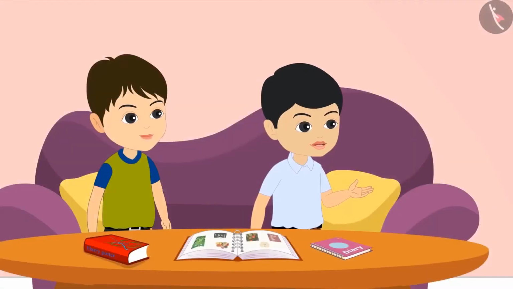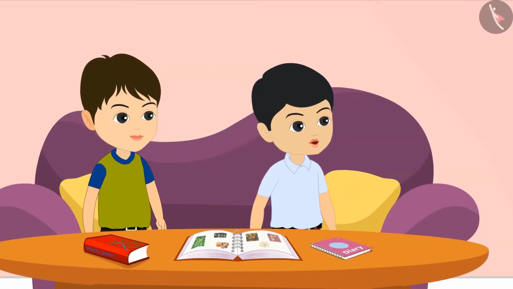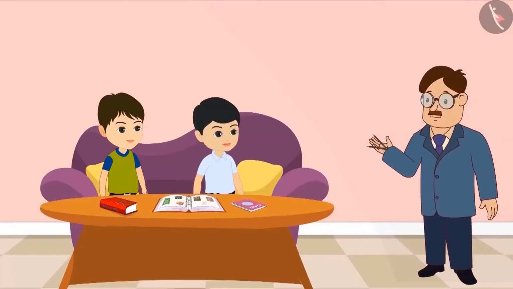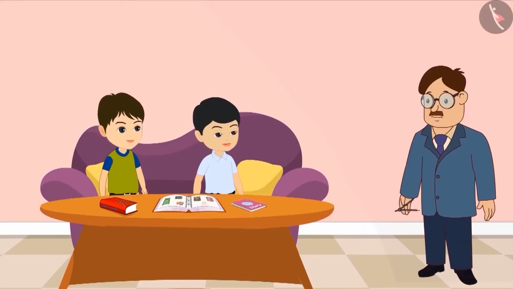But Uncle, is there anything that gives us the exact measurement of an angle? Yes, we do have an instrument like that. It is called a protractor. You can make a protractor yourself if you want. How do we do that, Uncle?